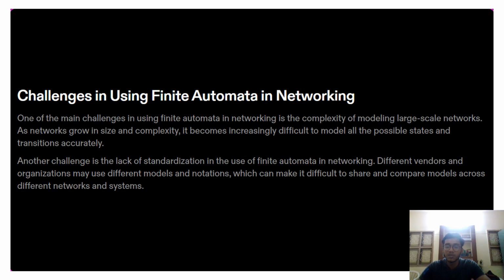Another challenge is the dynamic nature of networking environments. Networks are dynamic, and network protocols must adapt to changing conditions. Designing finite automata that can adapt to changing conditions in real time is challenging. Finally, scaling finite automata to handle large networks is also a challenge. As the size of the network grows, the number of states in the finite automata increases, making it difficult to analyze and manage the overall system.